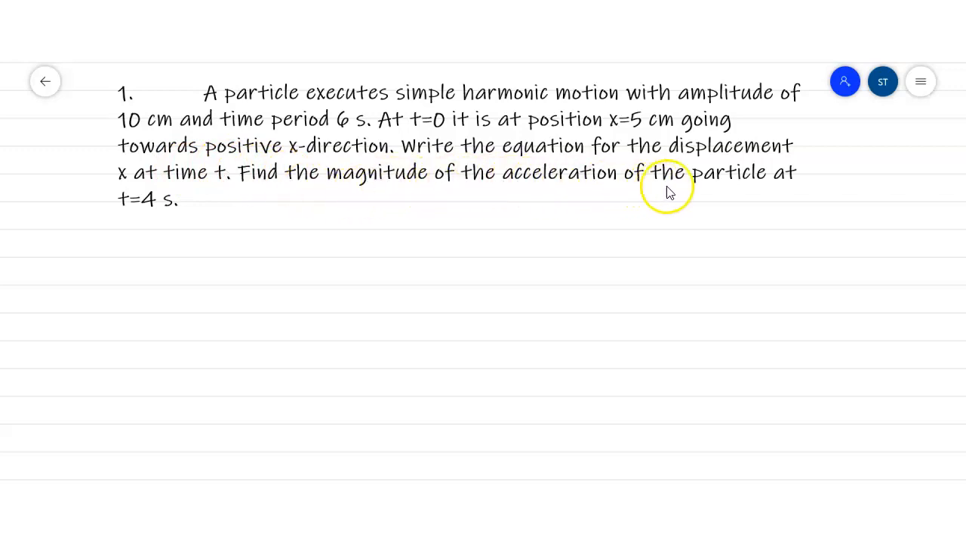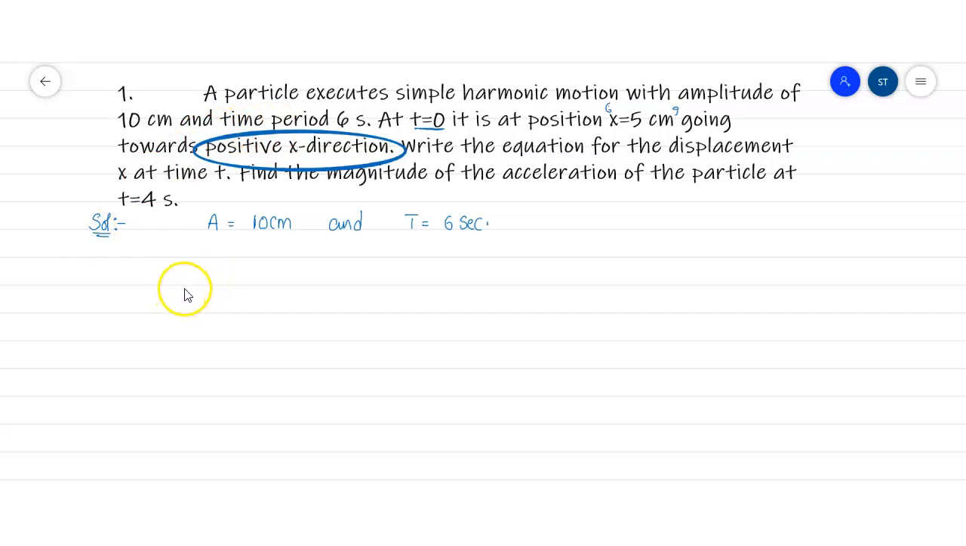Find the magnitude of the acceleration of the particle at time t is equal to 4 seconds. So let me first write down the information which is given in the question. The amplitude is given as 10 centimeters and the time period is given as 6 seconds. Now we are given at an initial instant that at t is equal to 0, the position is at x is equal to 5 centimeters and it is moving towards positive x direction.